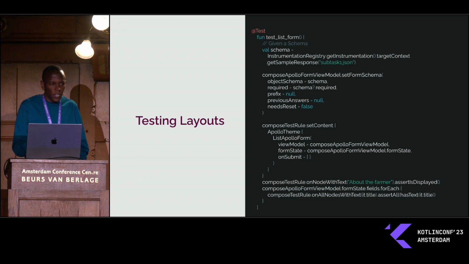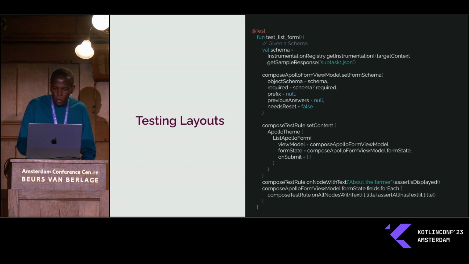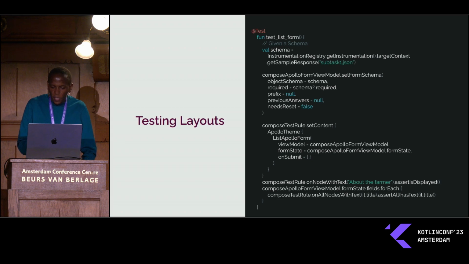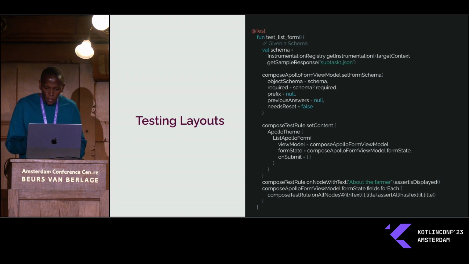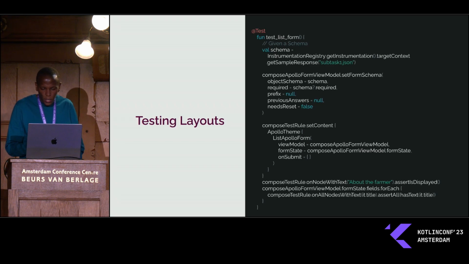Previous answers: in case we have a result file that has previous answers, we pass that. And then needsReset is because at times we need to reset the whole form. That is a conditional to help us start. We set the content to a list of Apollo forms, which is the form that has the list of all the items. Each form requires a view model, a state, and also an onSubmit method.